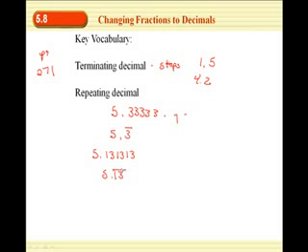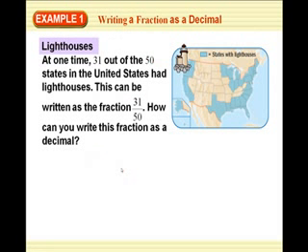So when we're going to take a fraction, like in example 1, let's just do this. At one time, 31 out of 50 states in the United States had lighthouses. This can be written as the fraction 31/50ths. How can you write this fraction as a decimal? All fractions are division problems. So here's 31/50ths. Another way to say it, starting at the top, is 31 divided by 50.